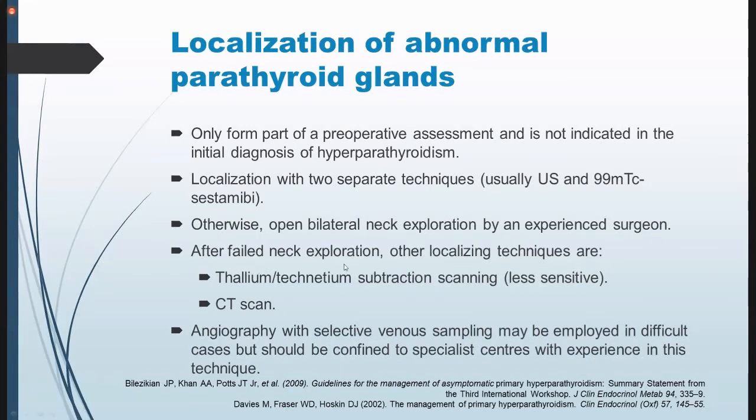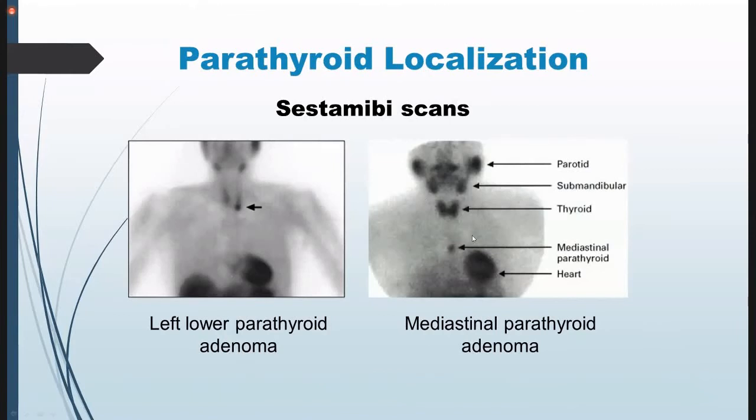After failed neck exploration, other localizing techniques are thallium technetium subtraction scanning, which is less sensitive, and CT scan. These are finer and more sophisticated types of investigations, not performed everywhere, and you have to take a decision whether you have to do them or not. Sometimes you have to discuss with multidisciplinary team members, which involve the ENT surgeon and the nuclear physicians, and then they can guide you that, okay, let's move on to these sensitive scans. Angiography with selective venous sampling may be employed in difficult cases, but should be confined to specialist centers with experience in this technique.